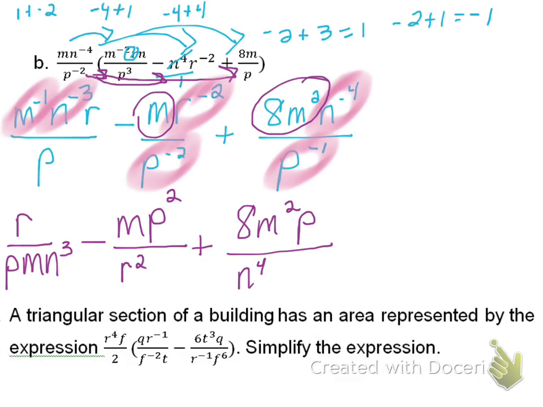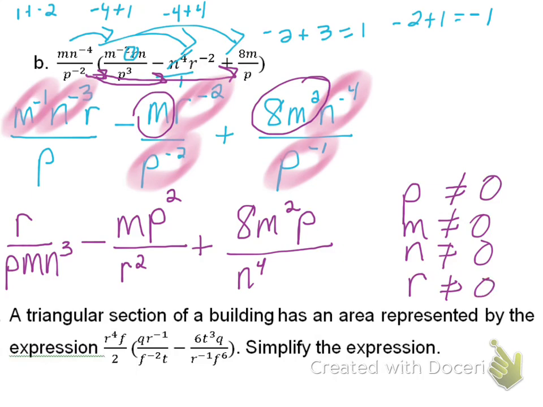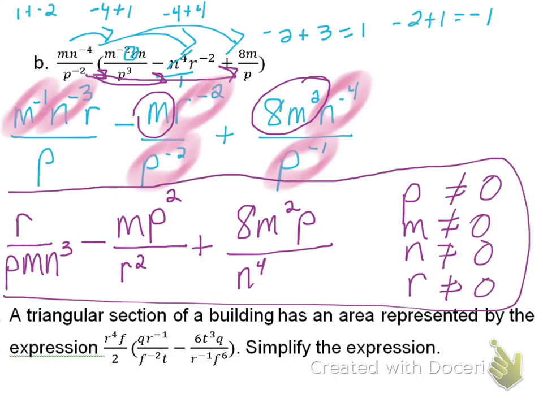We just have to list the excluded values. So I'm looking at a p, m, and n in the first one, and then an r in the second one. And going back to the original, it's all p's, which we've already listed. So it's these four that are excluded. That's our final answer for that one.